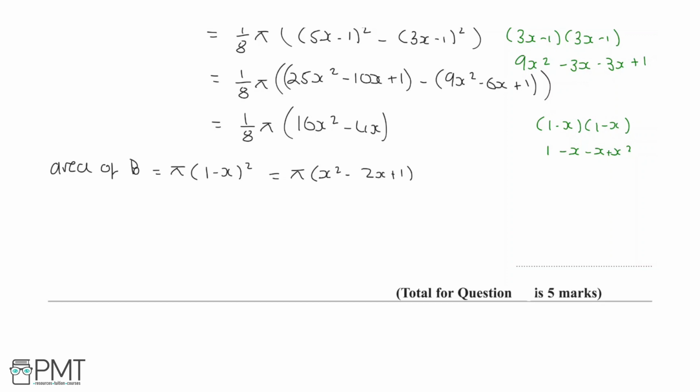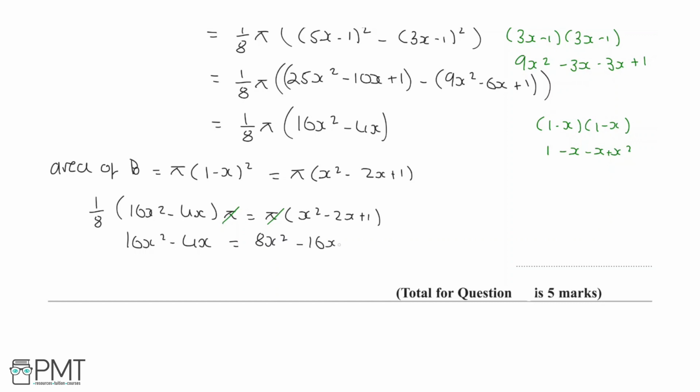Now, all we need to do is set these equal to each other because we're told the areas of both shapes are the same. So we end up with 1 over 8 times 16x squared minus 4x times pi equals pi times x squared minus 2x plus 1. Pi on both sides cancel. Multiply this side by 8. Okay, so we will end up with 16x squared minus 4x equals 8x squared minus 16x plus 8.